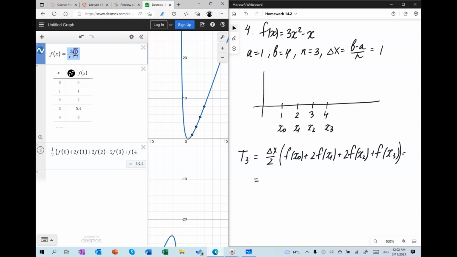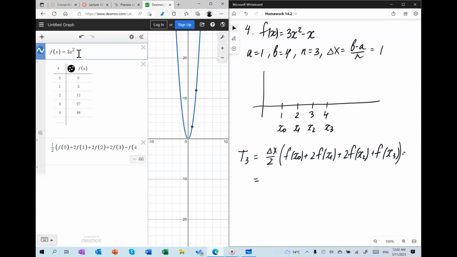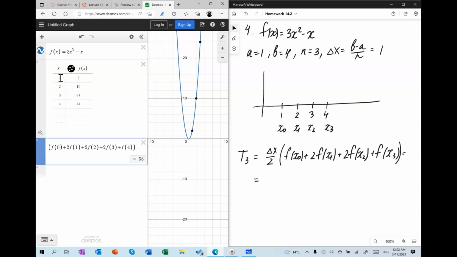So I'm just going to introduce my function, 3x squared minus x. Here we have interval from 1, 2, 3, and 4. And here we're just going to adopt this formula for the case when n is equal to 3. And it looks like we got the answer, 24.